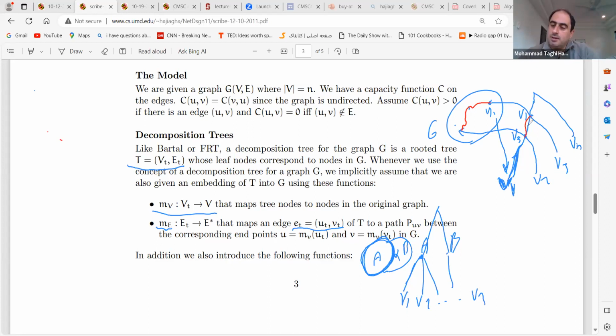So essentially any edge here has a corresponding path here. And any vertex in the tree T has a corresponding vertex here. So in some sense, it is not a one-to-one mapping. Each vertex of G has a one-to-one mapping to the leaves, but some of the other vertices inside the tree may also map to the same vertex of G. And so we have, as I mentioned, MV and ME: for each vertex of the tree, what is the corresponding vertex in the graph and what is the corresponding path?